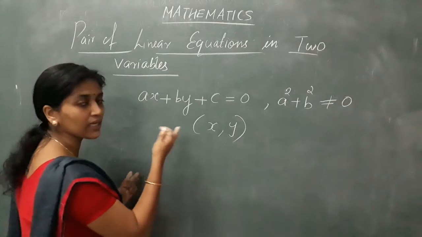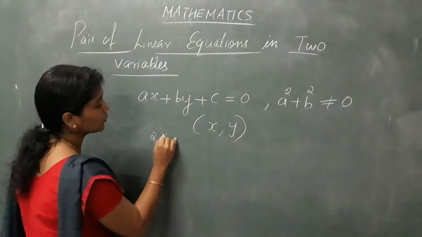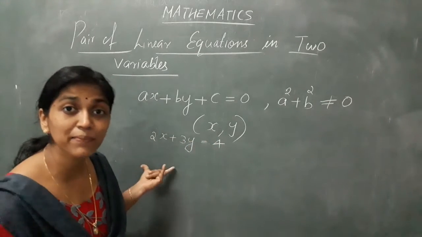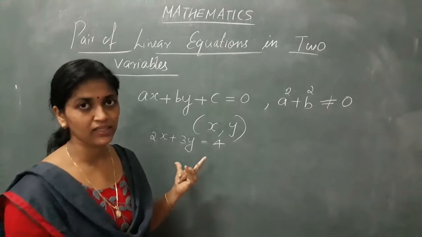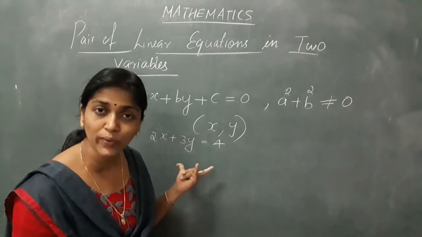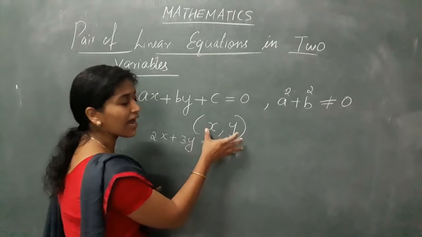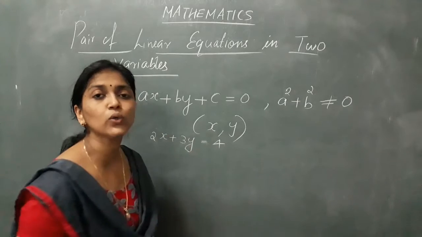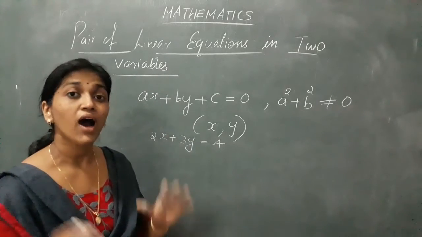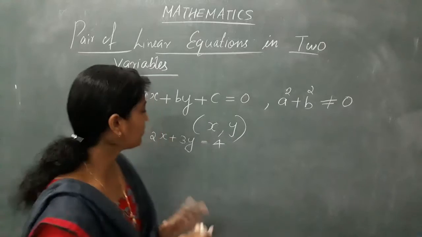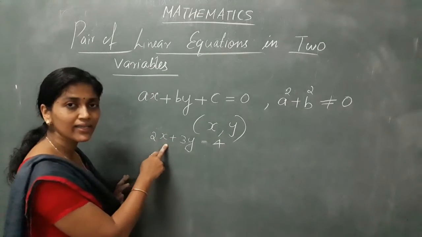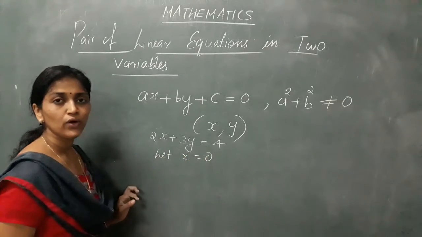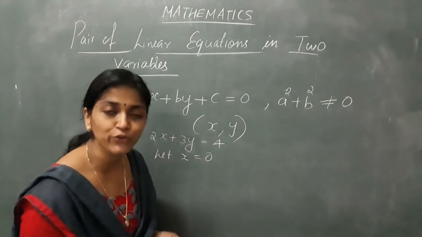Suppose an example for linear equation in two variables. If I take it as 2x plus 3y is equal to 4, it's an example for linear equation in two variables. Here solution of this linear equation in two variables means some ordered pair (x, y) where LHS becomes equal to RHS. And how do we find the solutions? We will simply give a value for x. That is, we will take that x is equal to 0, and we will find the corresponding value for y.